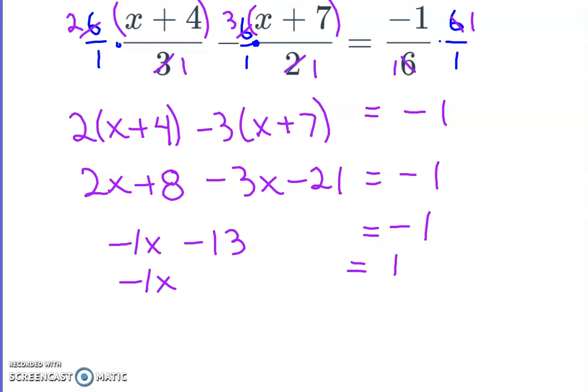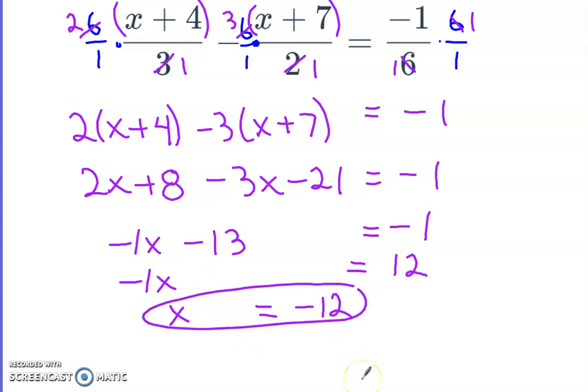There we go. x equals 12. -1 plus 13 is 12. And when you divide 12 by -1, you get x equals -12. So there's your answer. Way simpler than guessing and checking to finally get it right. Let's look at another one.